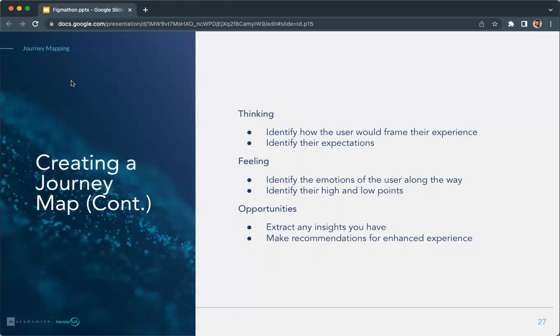Again, this is an activity that allows you to build that empathy, but it also allows you to figure out what the areas are where the users are having negative feelings or negative thoughts, and how we can make that better. So it allows you to think through eventually what the opportunities are going to look like. You extract these insights out from the journey that you have created, and then you make recommendations to enhance the experience.